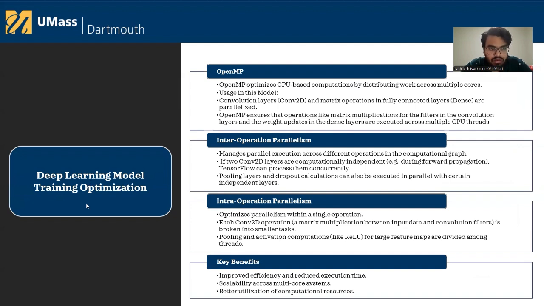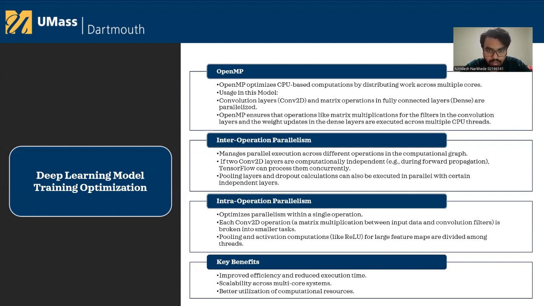At the time of deep learning architecture training, OpenMP optimization makes sure that the CPU-based computations are distributed across multiple cores. For example, here we are using convolution layers, and the matrix operations in the fully connected layers are parallelized. OpenMP ensures that operations like matrix multiplication for the filters in the convolution layer and the weight updates in the dense layer are executed across multiple CPU cores.